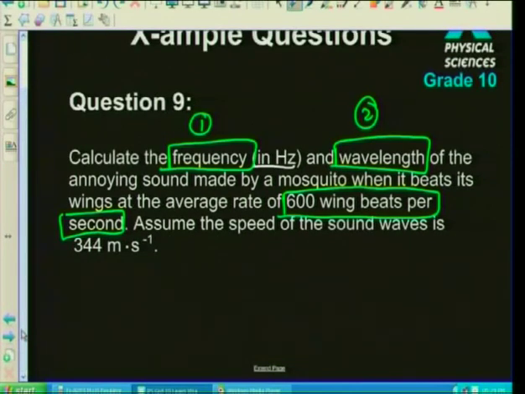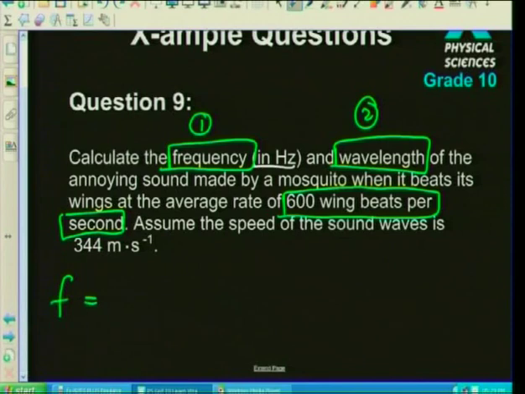Well, I'm going to need to know frequency before I can calculate wavelength. They've actually given me frequency in the question because they said to me that the mosquito beats its wings 600 times per second. The frequency is 600. Hertz means per second. So the frequency is how many beats, how many flaps up and down, it does in one second. That's 600. So first part of the question sorted.